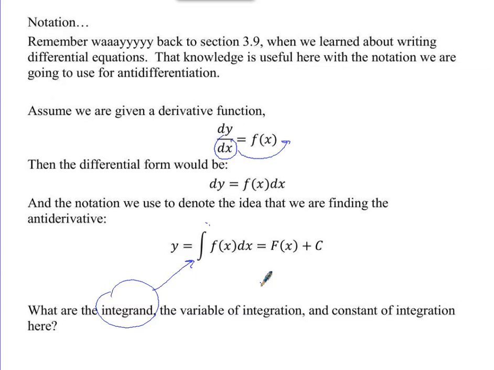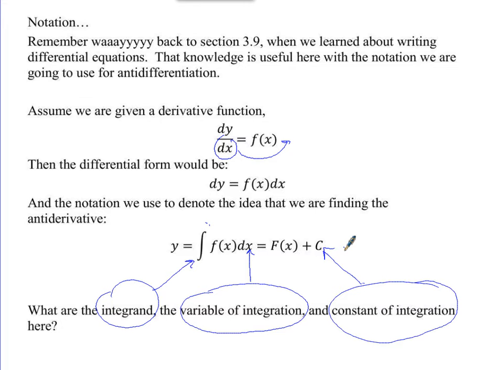The variable of integration is the variable that we would be taking the derivative with respect to. It's the same idea. So the variable of integration is that variable right there, x. And then the constant of integration we just talked about, that's the constant that we have to include, because when we take the derivative of a function, the constant term disappears. So if we go the other way, we have to include some constant to represent that number, whatever it was.